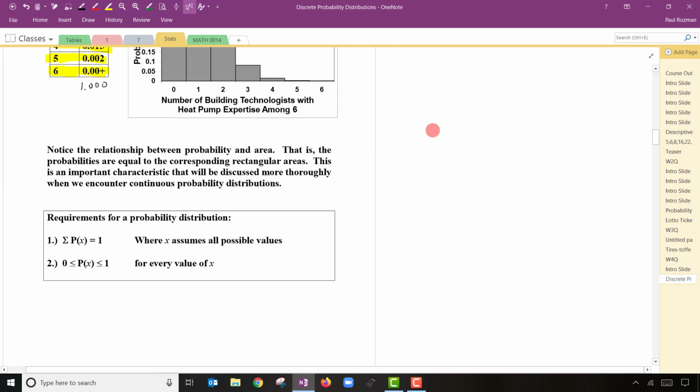Some rules of probability distribution. We already talked about this one. If you add up all your probabilities, you have to get a total of one, because you've essentially covered every possible outcome that could happen. And again, as we always have with probability, your probabilities have to all be between 0 and 1.